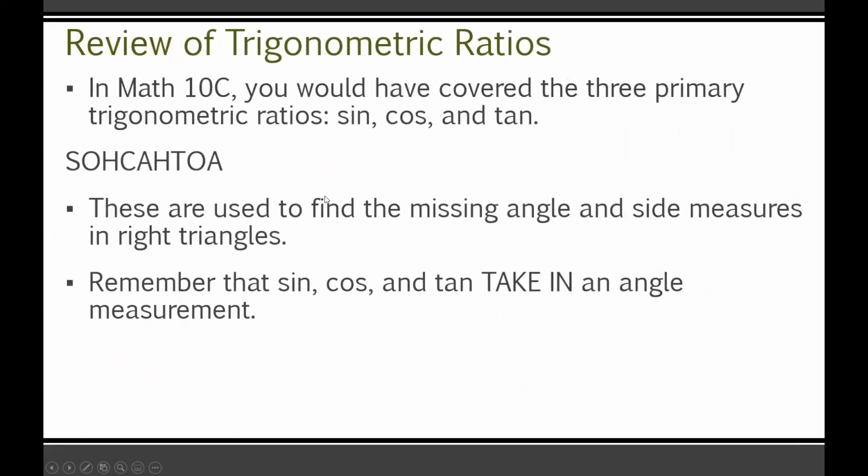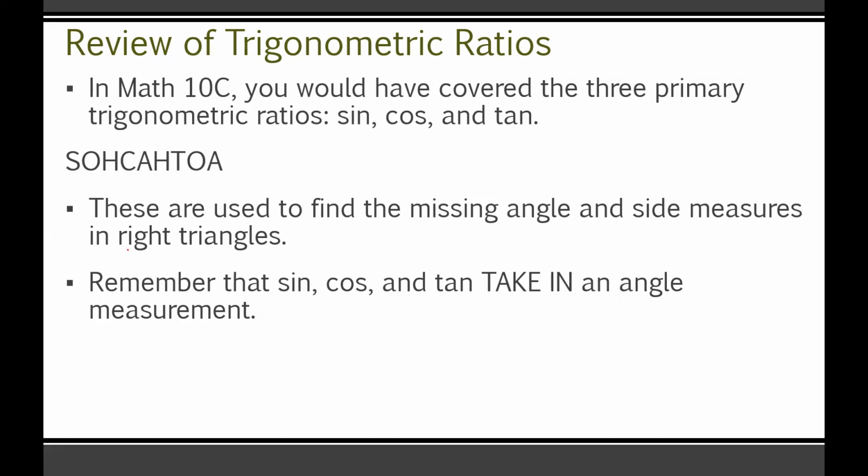Anyway, let's move on. So, review of trigonometric ratios. This is just review of Math 10C stuff. I'll really try to slow this down because it's probably been a long time for some of you. In Math 10C, you would have covered the three primary trig ratios. We call them sine, cosine, and tangent. In other words, just sine, cos, tan. That's how we can simplify this.